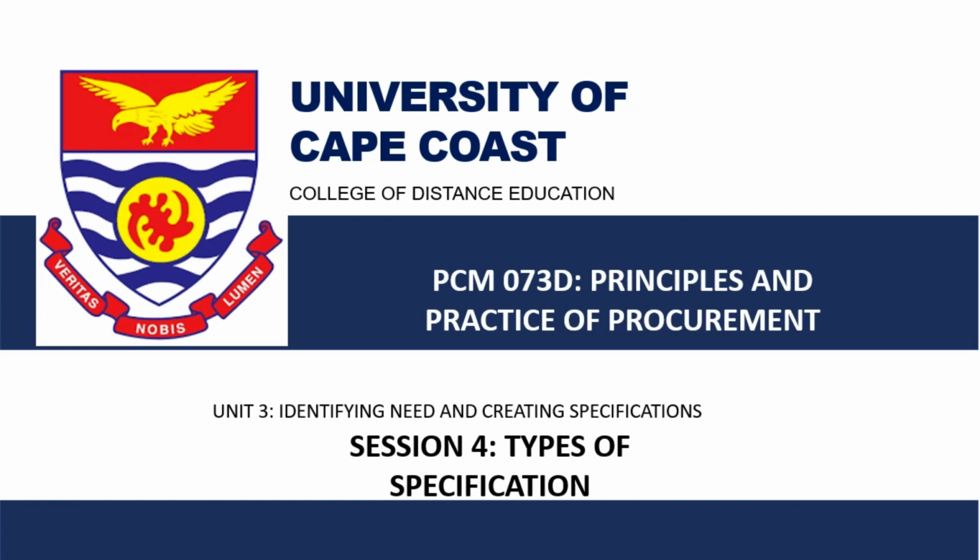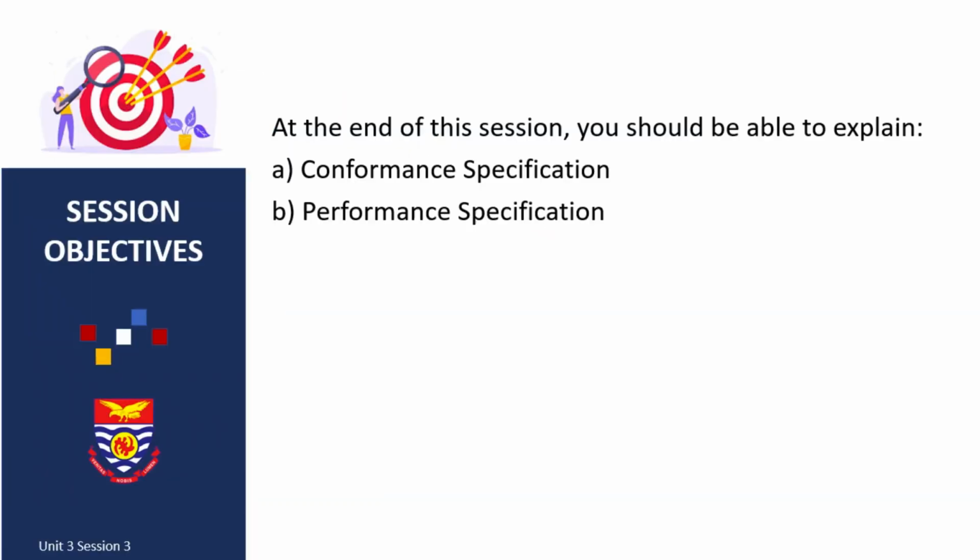Principles and Practice of Procurement. Unit 3, Identifying Need and Creating Specifications. Section 4, Types of Specification. In this section, we are going to look at the two types of specifications, that's the performance specification and the conformance specification. By the end of this section, we should be able to explain conformance specification and performance specification.